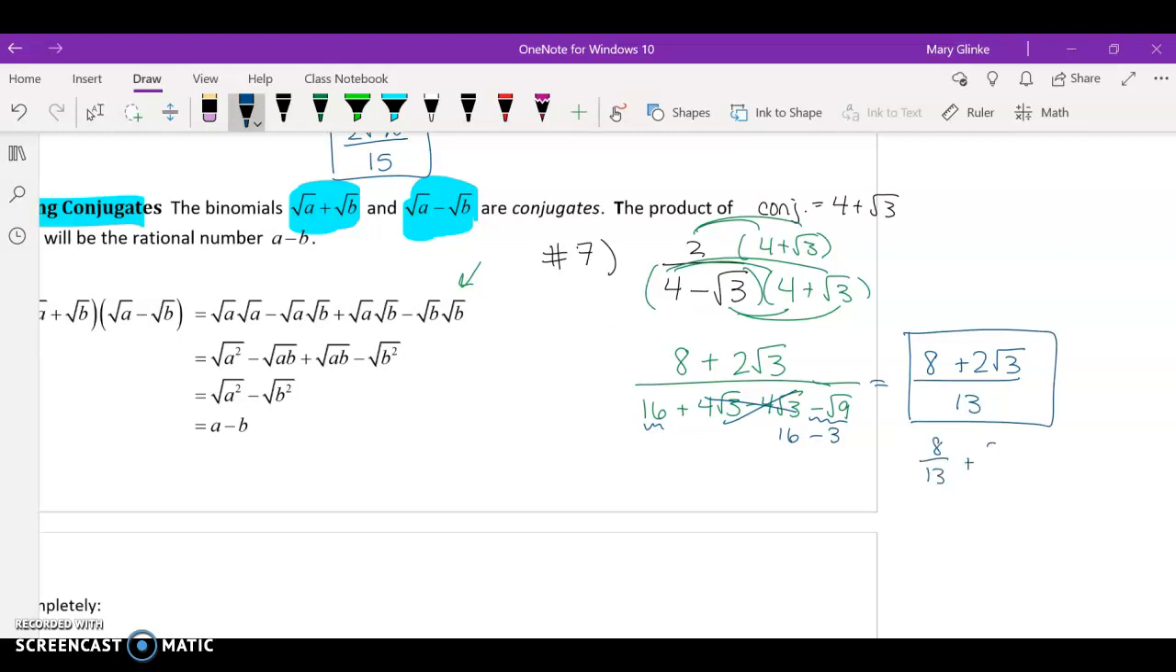You also can break this up into two separate fractions. I will write most of my answers like this, therefore, just because it helps to reduce correctly when you have multiples and things. Either answer is acceptable though.